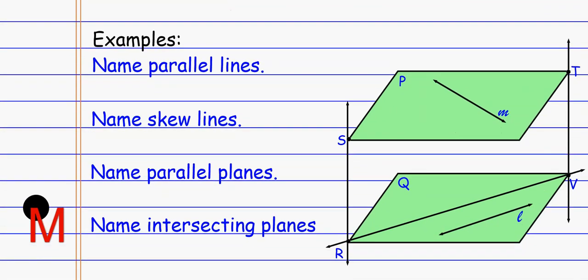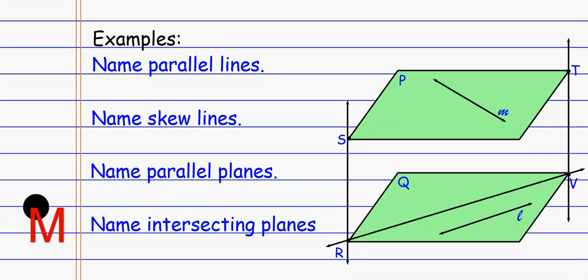For example, here's an example where it's drawn almost like bookshelves. So I have plane P and plane Q, and those are one above another. You have to imagine it that way. And you can think of SR and TV as the support joists that are keeping those shelves together, something like that. And so as we start to look at this, name a pair of parallel lines.